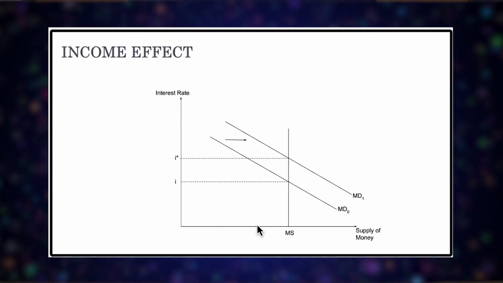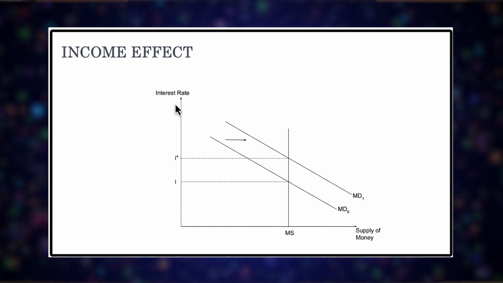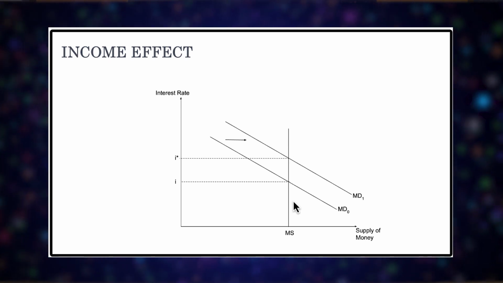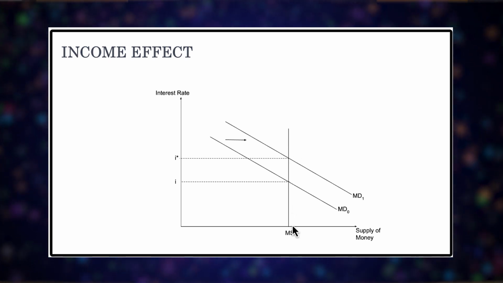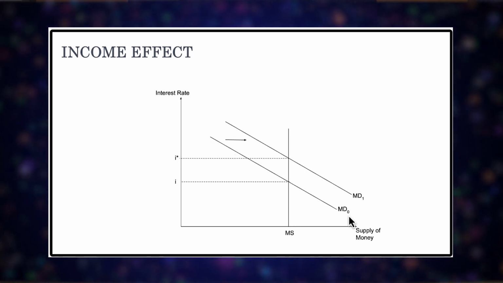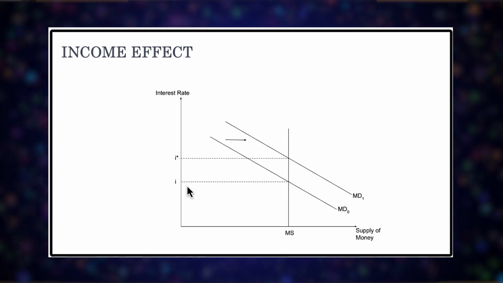So here again we look at this diagram. We have again the same axis. We have supply of money on the horizontal axis and the interest rate on the vertical axis. Here, for a given money supply, so our money supply is remaining fixed, MS. Now, my initial demand for money is MD0, and my rate of interest is I.